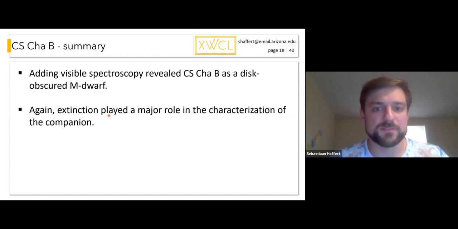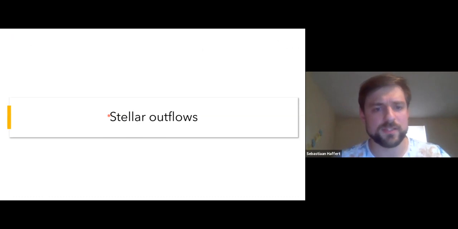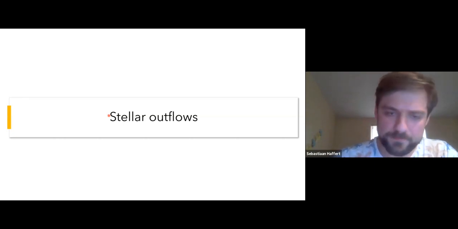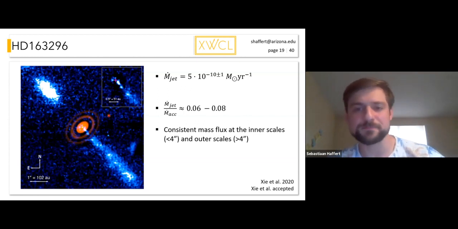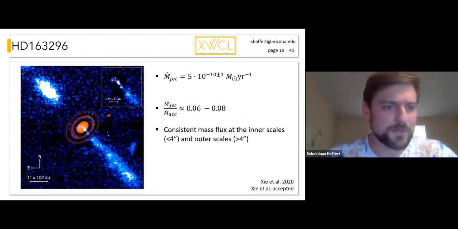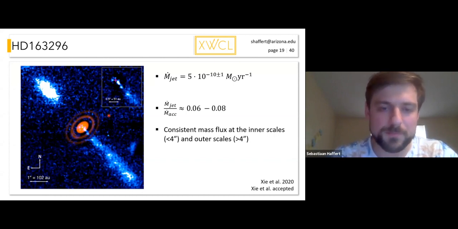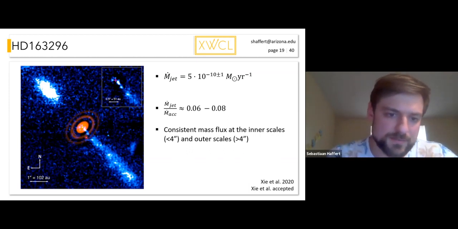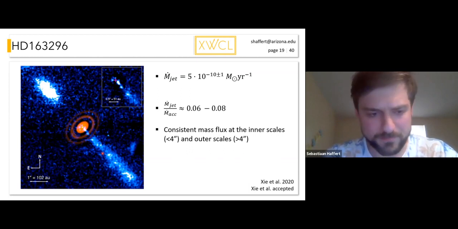So these are the types of things that we can do for companions, but we can also look at stellar outflows. Stellar outflows in the visible also contain a lot of emission lines. One of the objects that we looked at is HD 163296. Last week we had a very nice talk about this object from the perspective of the MAPS survey. And here we are showing the MUSE observations.